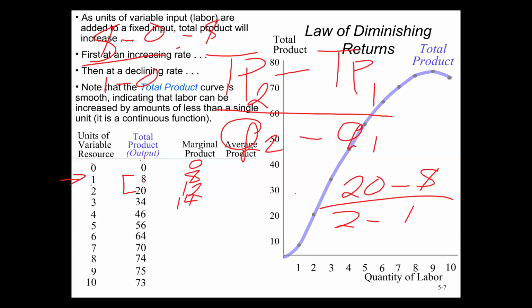Forty-six minus 34 is what? You said 12? 46 minus 34, so it is 12. Then 56 minus 46, that's 10. And 64 minus 56? 64 minus which one? 56. It's 8. Yes, 70 minus that is 6. This is 4. This is 1. Then 73 minus 75, it even becomes negative, right?